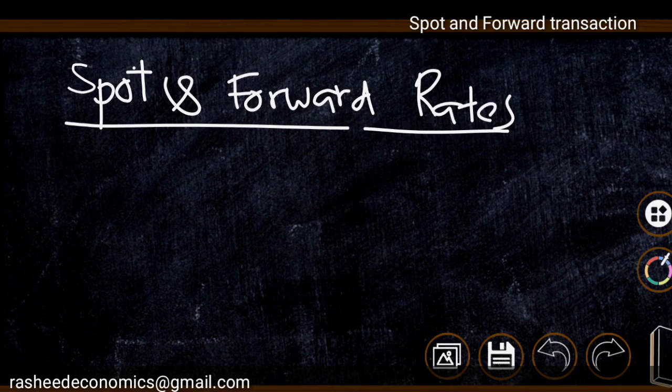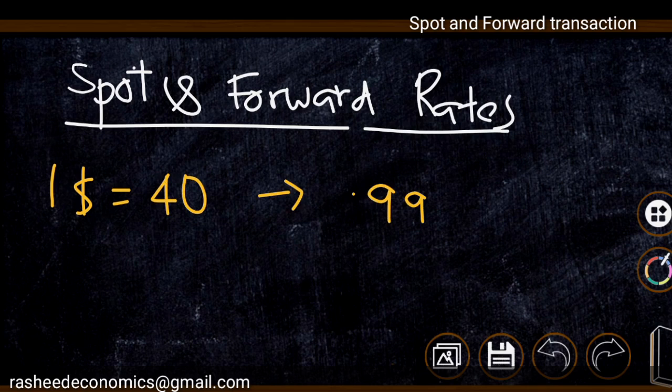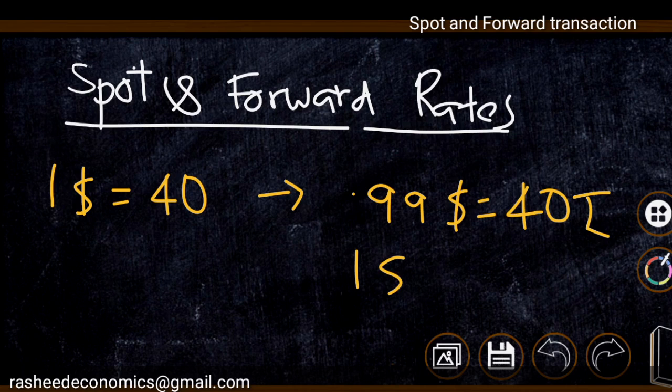Now we are moving to another example. $1 is equal to 40 rupees at present, and it becomes $0.99 is equal to 40 rupees in future. The same $0.99 is equal to 40 rupees can be written as $1 is equal to 40.4 rupees.